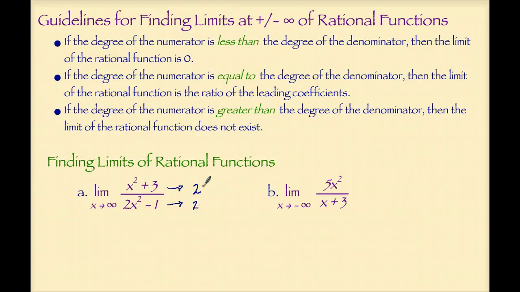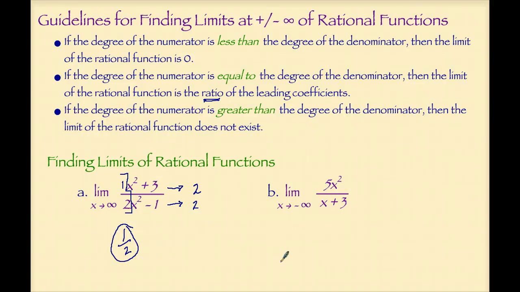Since the degree of the numerator is equal to the degree of the denominator, then the limit of our rational function will be the ratio of the leading coefficients. The leading coefficient of the numerator is 1, and the leading coefficient of the denominator is 2. The ratio of those two coefficients is 1/2. Therefore, the limit as x approaches infinity of this function is 1/2.